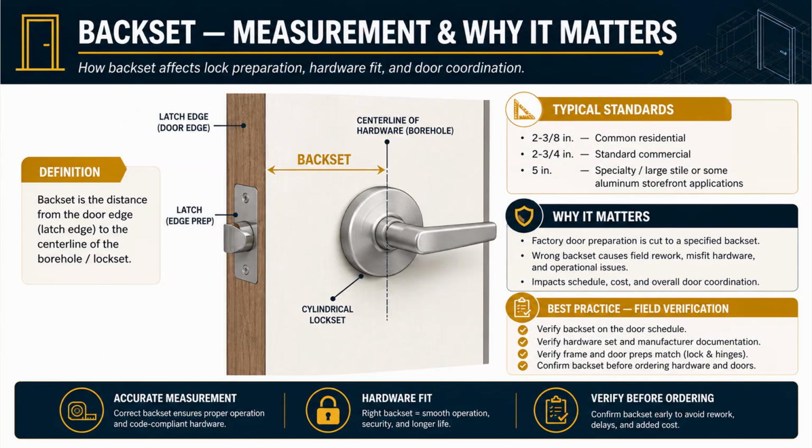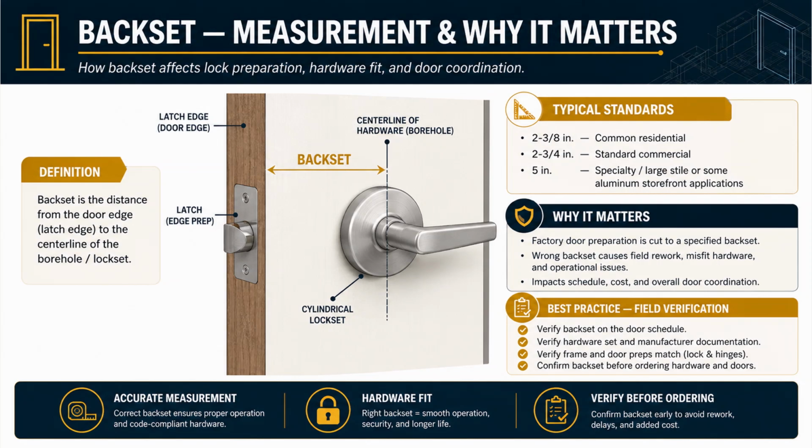Look at the diagram. The latch edge is the edge of the door where the latch sticks out. The backset is measured from that edge horizontally to the center line of the cylindrical lock set. That's it. One straight horizontal measurement, but it has to be exact. Here are the standard backsets you need to memorize.